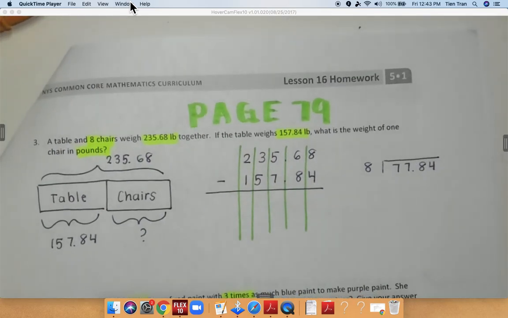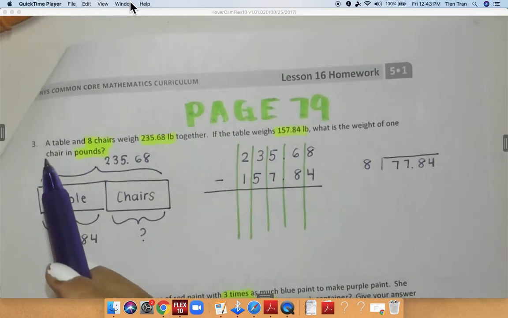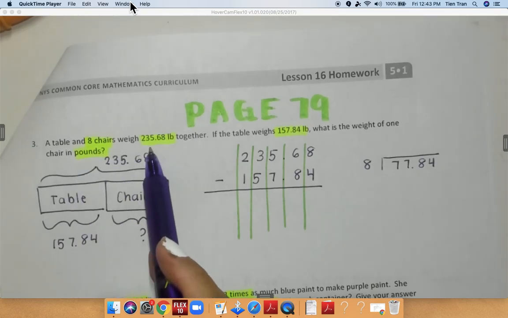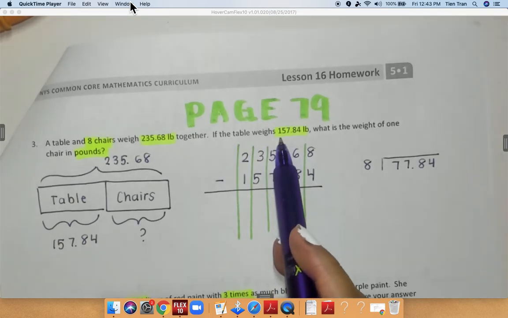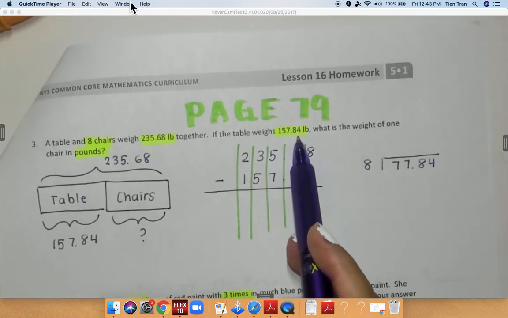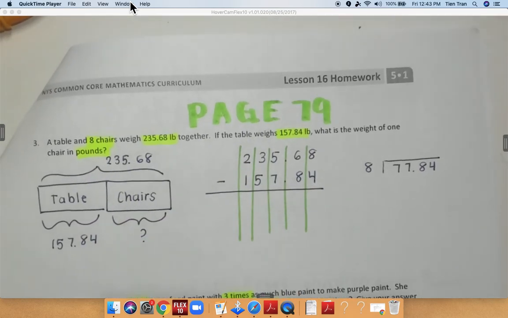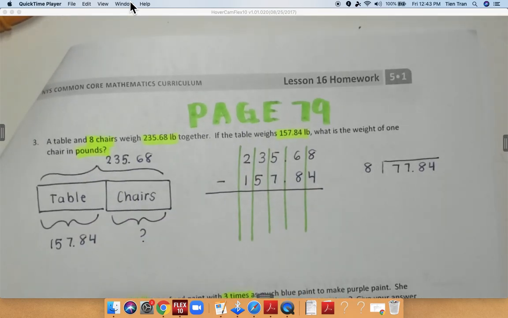So page 79, the first question asks you, a table and 8 chairs weigh 235.68 pounds together. If the table weighs 157.84 pounds, what is the weight of one chair in pounds? So I'm imagining in my head the story that is going on. What are they trying to ask me to figure out? They're asking me to figure out a table and 8 chairs. So I'm imagining a kind of like a dinner table with 8 chairs.